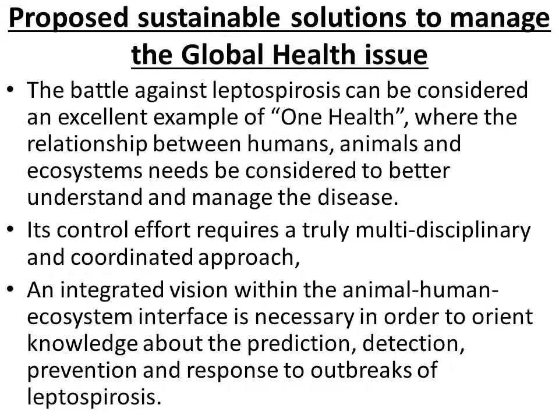Now, what would be some of the proposed solutions to manage the global health issue? We're saying the battle against leptospirosis can be considered an excellent example of One Health, where the relationship between humans, animals, and the ecosystem needs to be considered to better understand and manage the disease. Its control effort requires a truly multidisciplinary and coordinated approach. An integrated vision with the animal-human-ecosystem interface is necessary in order to orient knowledge about the prediction, detection, prevention, and response to the outbreak of leptospirosis.